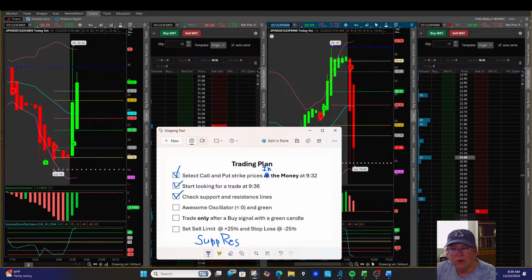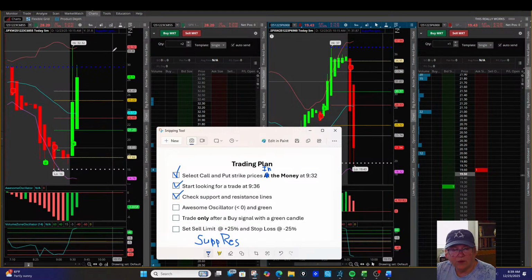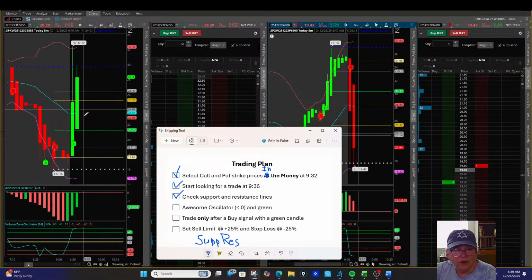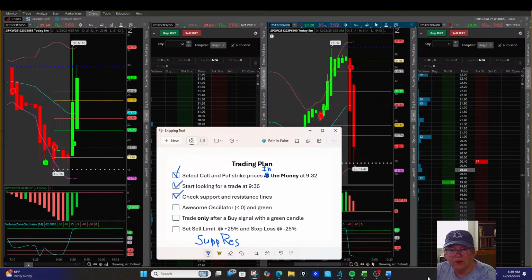Just waiting for a buy signal. Now, some may say, well, you already have a buy signal here. The first candle, if there's a buy signal, I don't do anything. I wait for there to be a buy signal on anything from 9:36 on, and because these are 5-minute candles, that's why I'm looking at 9:36.